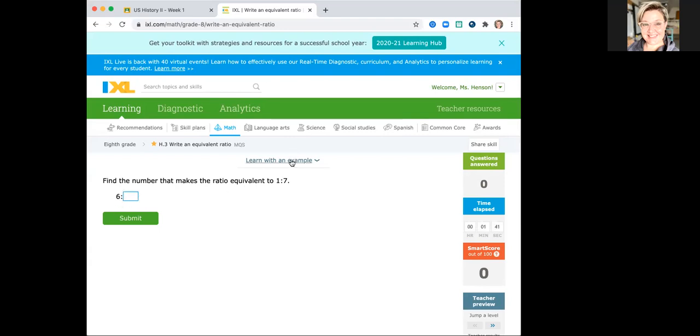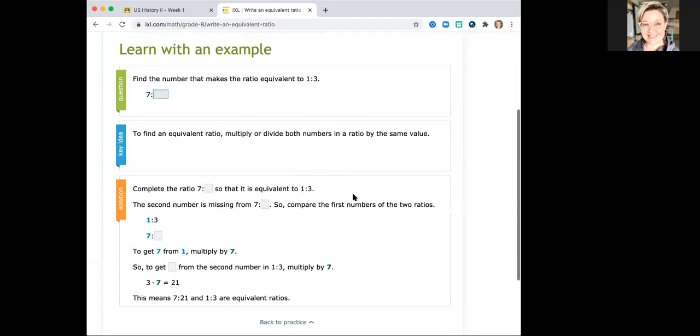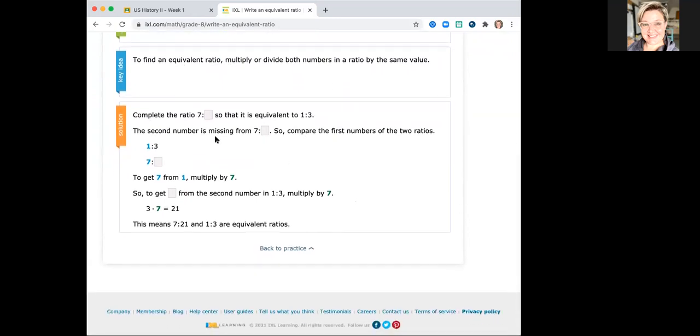Okay, so just like you do in any one, you can learn with an example. So we're going to go through and look at the instructions here, just like you should if you're working without me. Okay, so to find an equivalent ratio, we multiply or divide both numbers in a ratio by the same value. So it's kind of like finding a common denominator, but it's a little bit different. Okay, so in this case, we've been given the first number in the ratio that we have to come up with. And we have to make sure that it is equivalent to 1 to 3.